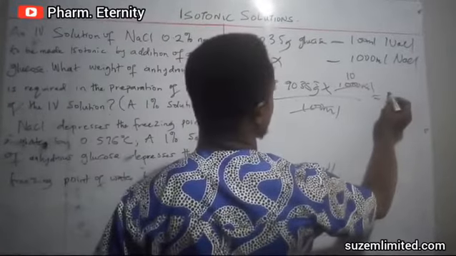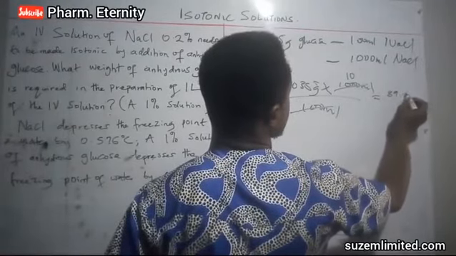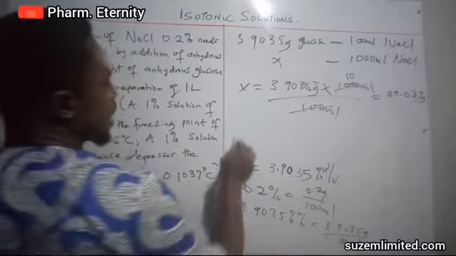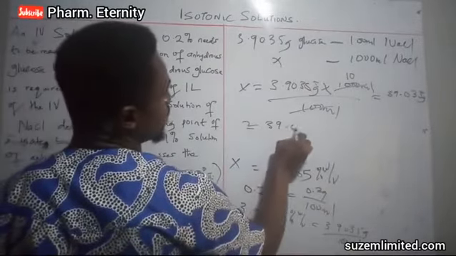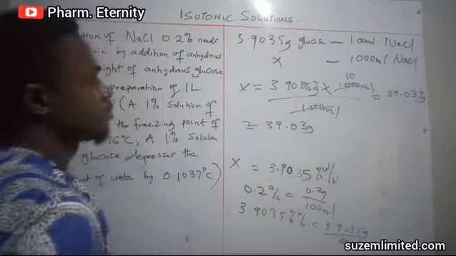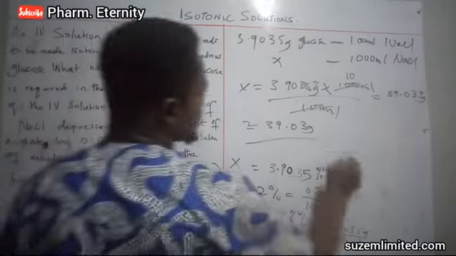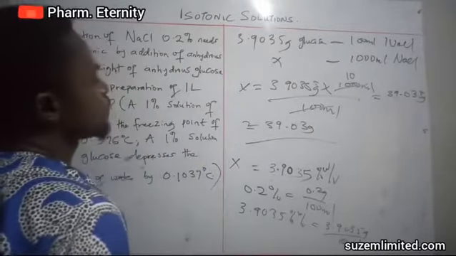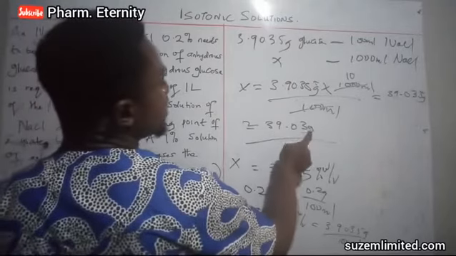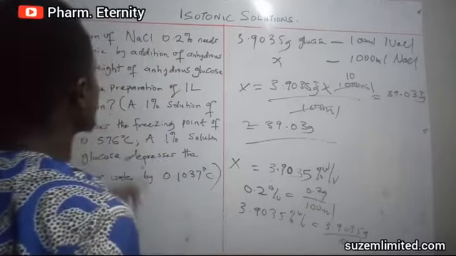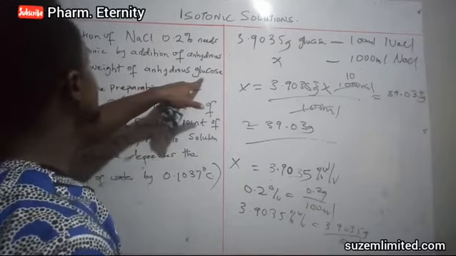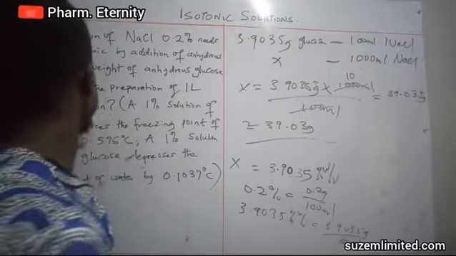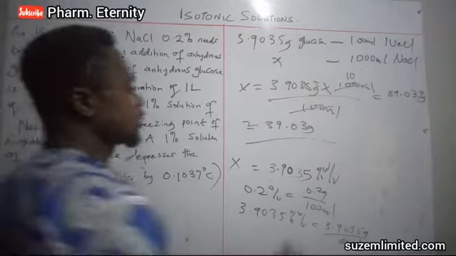So this is now equal to 39.035 gram, approximately 39.03 gram. So 39.03 gram of anhydrous glucose is required to make this preparation of 1 liter of the IV solution isotonic.